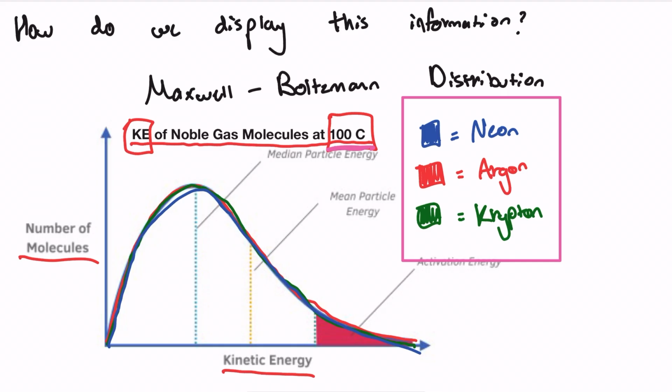So for instance, the median kinetic energy for our blue curve is the same as for our green curve is the same as for our red curve. The number of neon particles that have a kinetic energy of at least this x value, so that's solving for this area here, is the exact same as our number of argon and our number of krypton particles that have at least that kinetic energy. And so I really hope that makes sense to you. That's the Maxwell-Boltzmann distribution, and it's really important that you know how to use it.